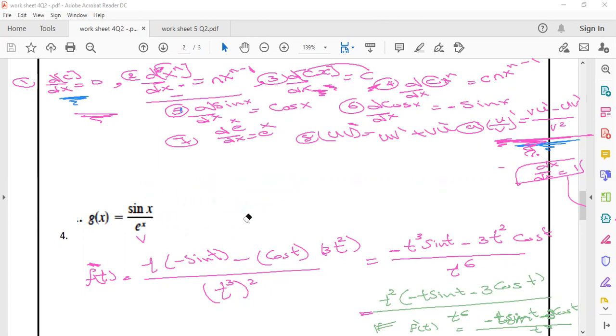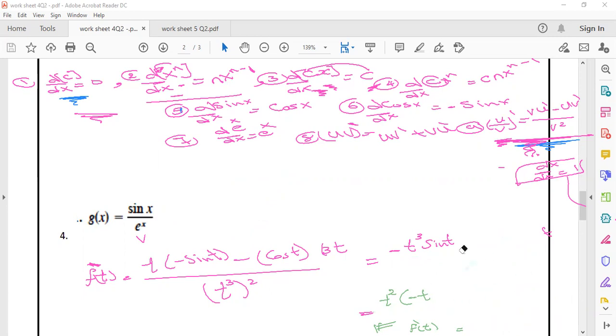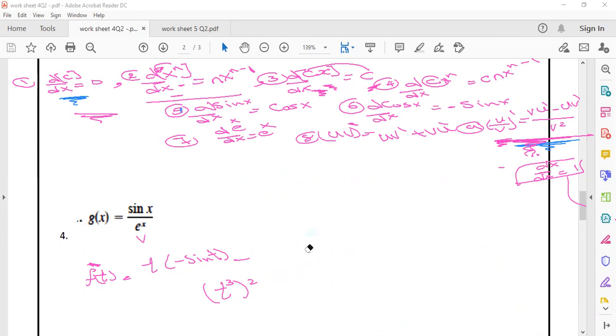For the answer of the next question, I keep the basic rules of differentiation at the top of the screen to remind you of them. Okay, look here. I need every one of you to remember the basic rules of differentiation well.